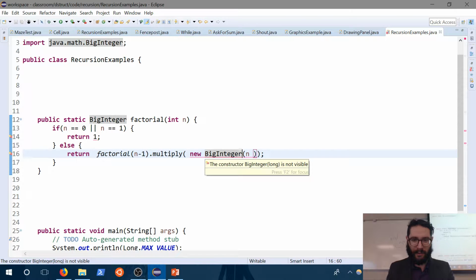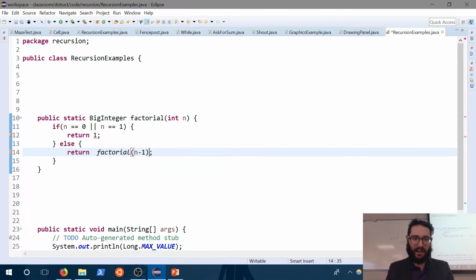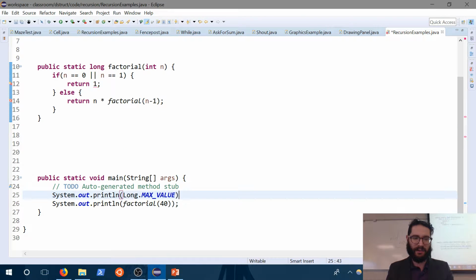I rarely work with big integers. Constructor BigInteger(long) is not visible. Oof. I always forget how to work with big integers, which is the class you need to use when you've got things that are too big to hold.